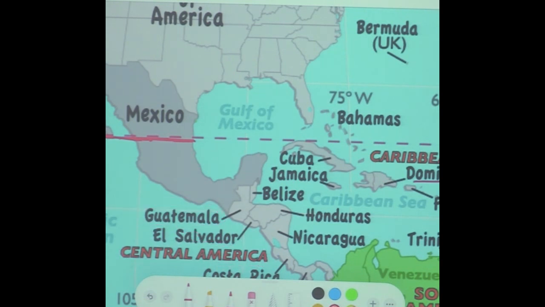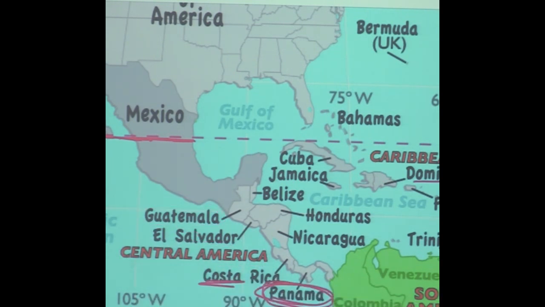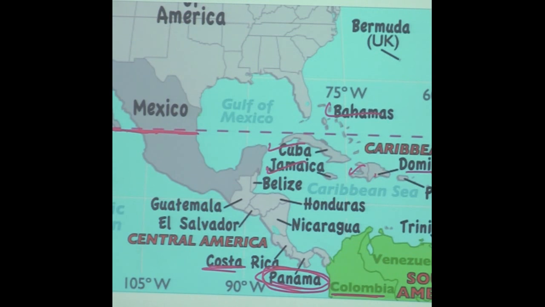Now, which are the Central American countries that we take into account as island countries? It is Cuba, Bahamas, Jamaica, Haiti, Dominican Republic, Puerto Rico. And of course, you can see Trinidad and Tobago with the island arc that goes like this. We call them Lesser Antilles. I don't think you need to get into that much detail.